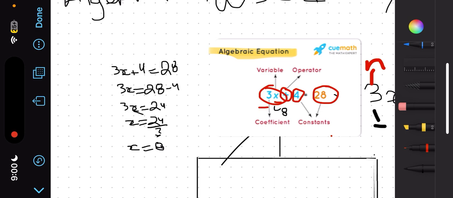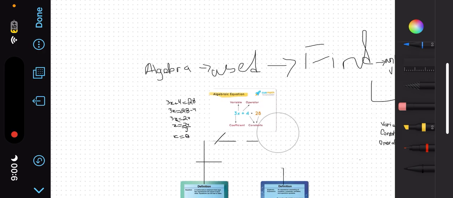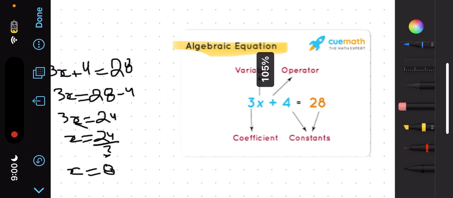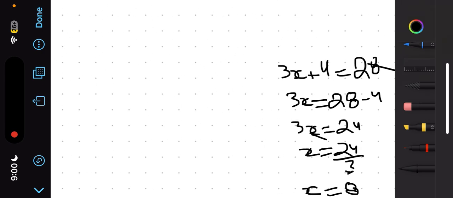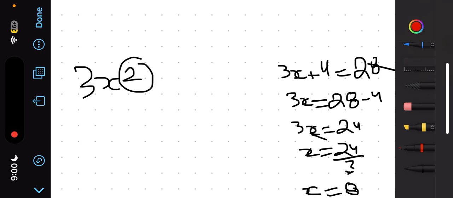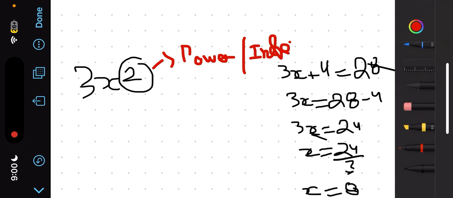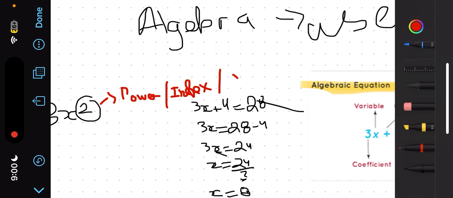Now some people will say that we also have power in it. Wait a minute. Here is the question. Just for supposing purpose, I give it a power of 2. This power is known as power. Some people also know it as index, and some people also know it as exponent.